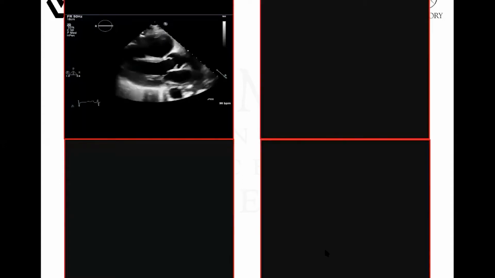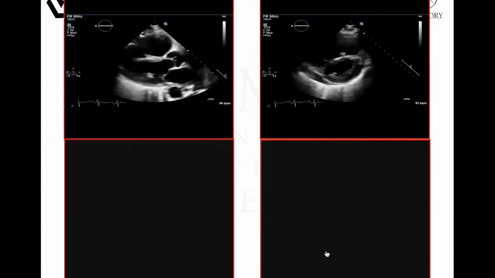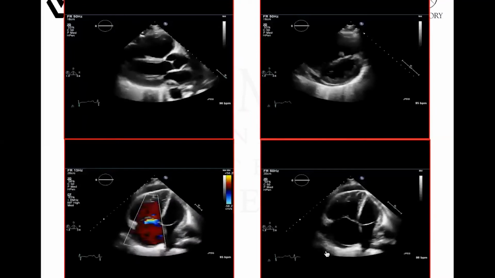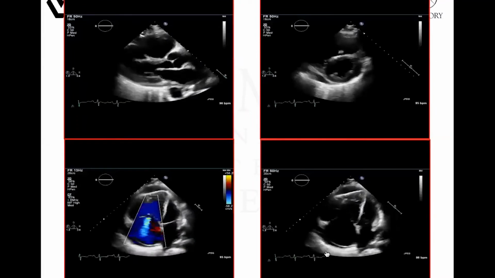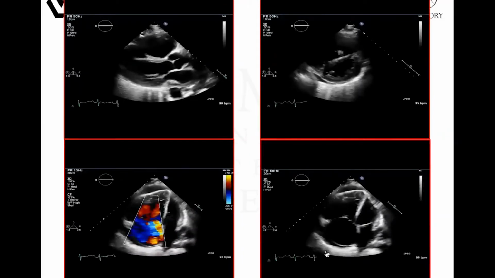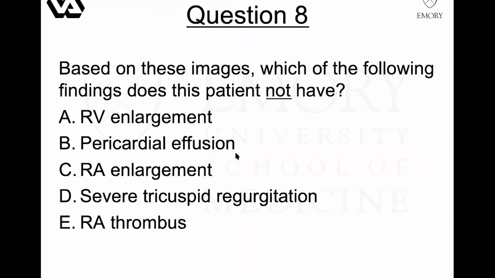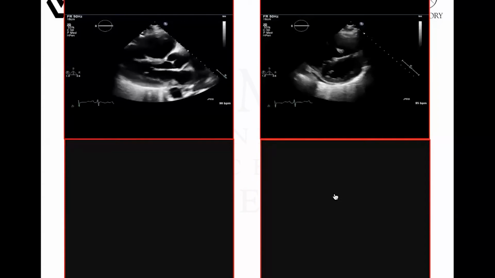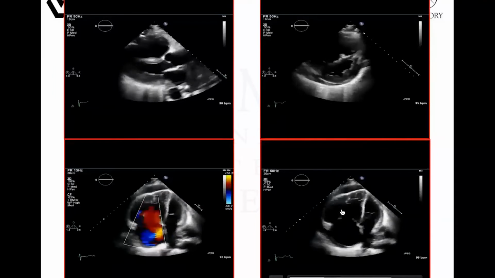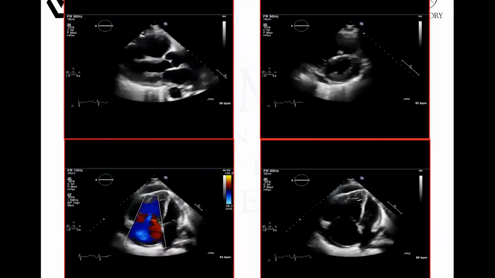Okay, here come the images. And then if you want, I can go back to the choices. So remember, the question is, which one of the following does this patient not have? Can you go back to options? Sure. Options are RV enlargement, pericardial effusion, RA enlargement, severe TR, and RA thrombus. Answer is RA thrombus. That's correct. So this is a PE, basically. Unfortunately, the patient doesn't have a right atrial thrombus. And actually, this was a fairly chronic PE.